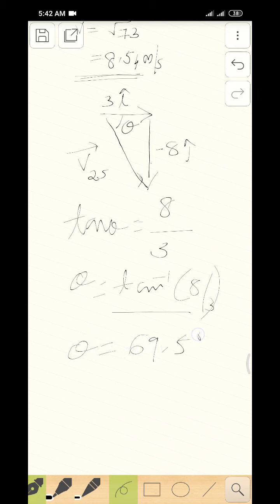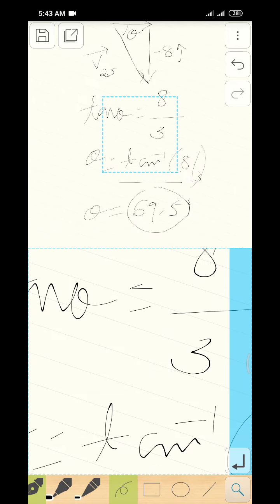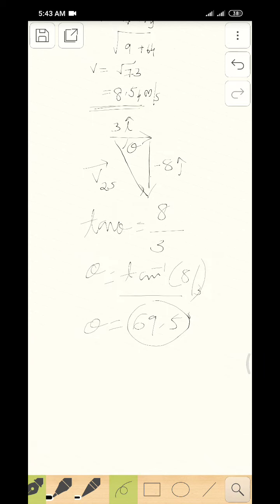So we can say the direction of the velocity vector v at 2 s is making a 69.5 degree angle with the x-axis or the horizontal, and it is directed downwards. So I think this question is clear for you.